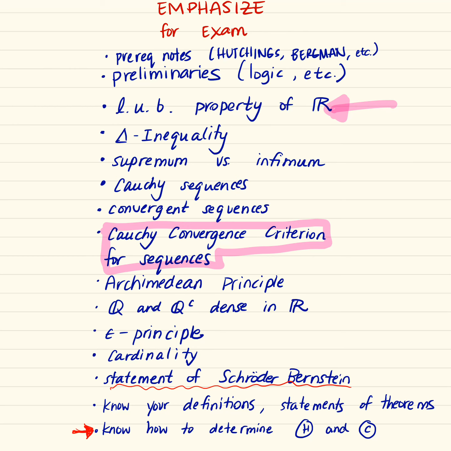Then we've got the Archimedean Principle that comes in handy. The density of Q and irrational numbers in R. The Epsilon Principle, we'll use it all the time. And then when we get to cardinality, as I said, we gave just a brief intro. We'll talk a little bit more about that, different sizes, denumerable, countable, uncountable, etc. So yeah, make sure that you know your definitions, right? And make sure that you know your statements of theorems.